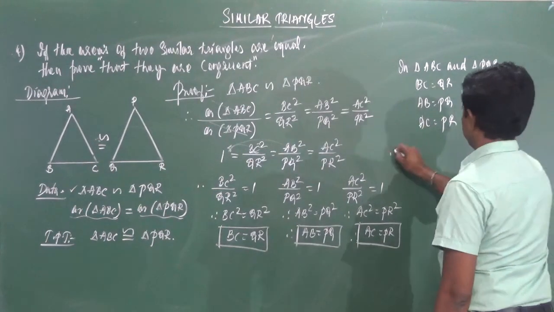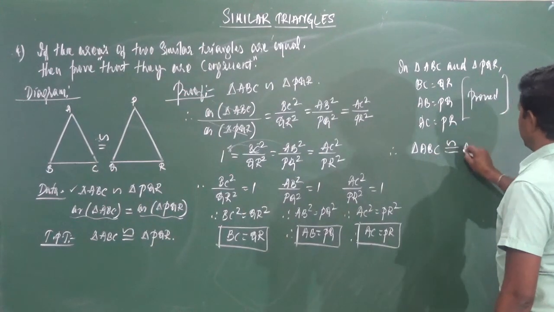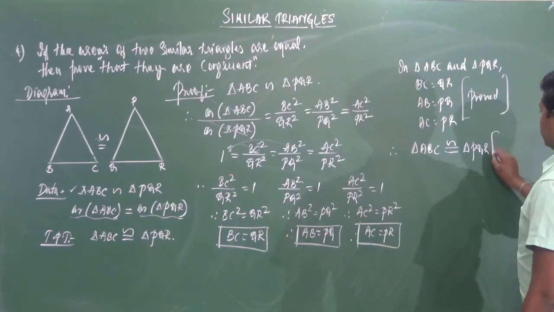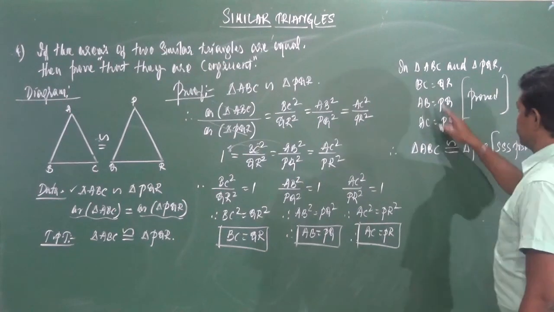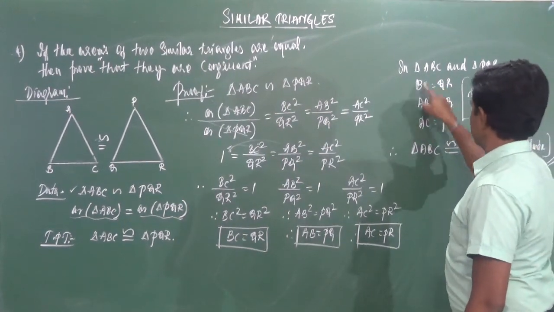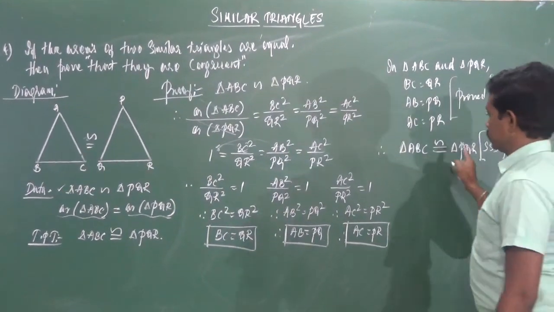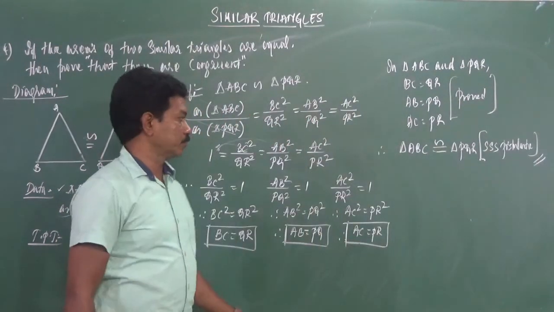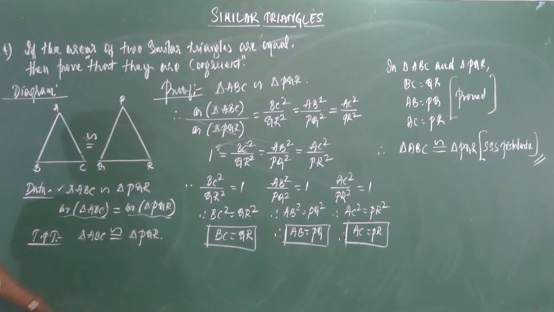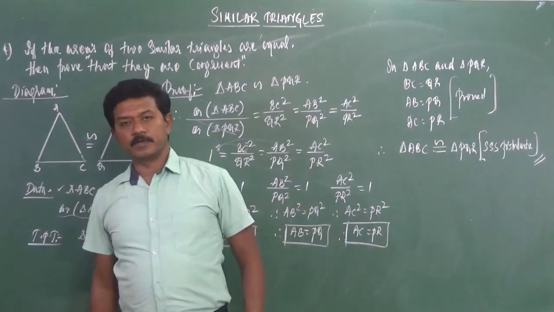Therefore triangle ABC is congruent to triangle PQR according to the SSS postulate. If three sides of one triangle are correspondingly equal to the three sides of the other triangle, then both the triangles are congruent to each other. This is how we have to prove this. This was asked for 3 marks in one of the examinations and for 2 marks in another. It's a very important problem.